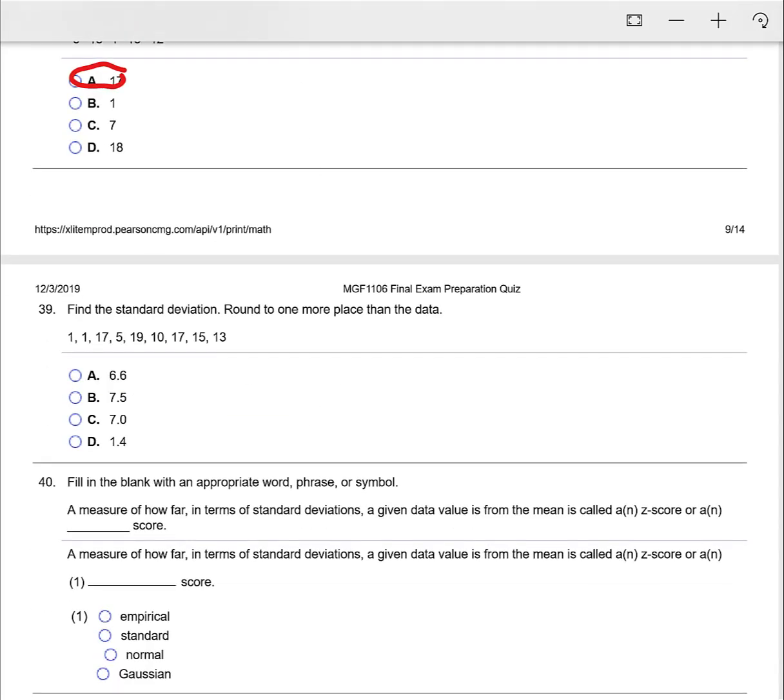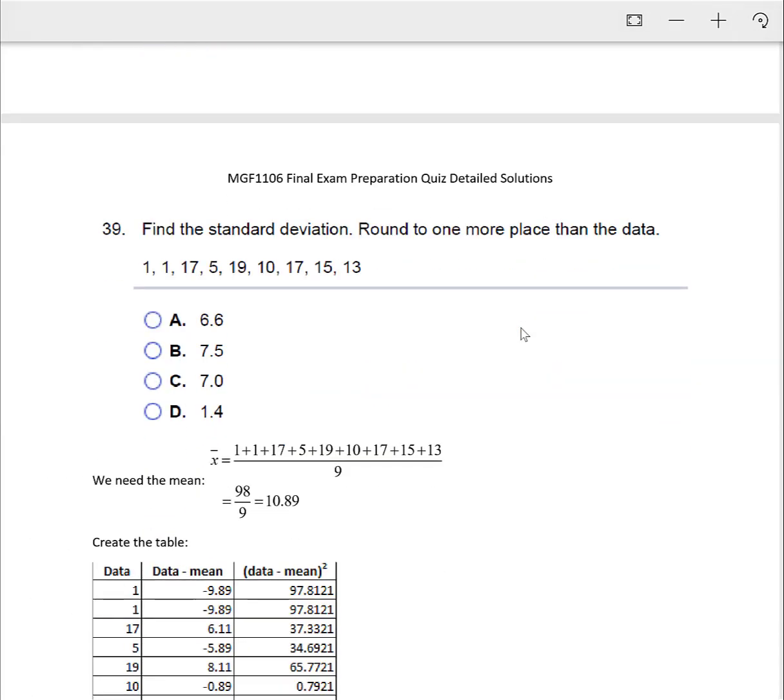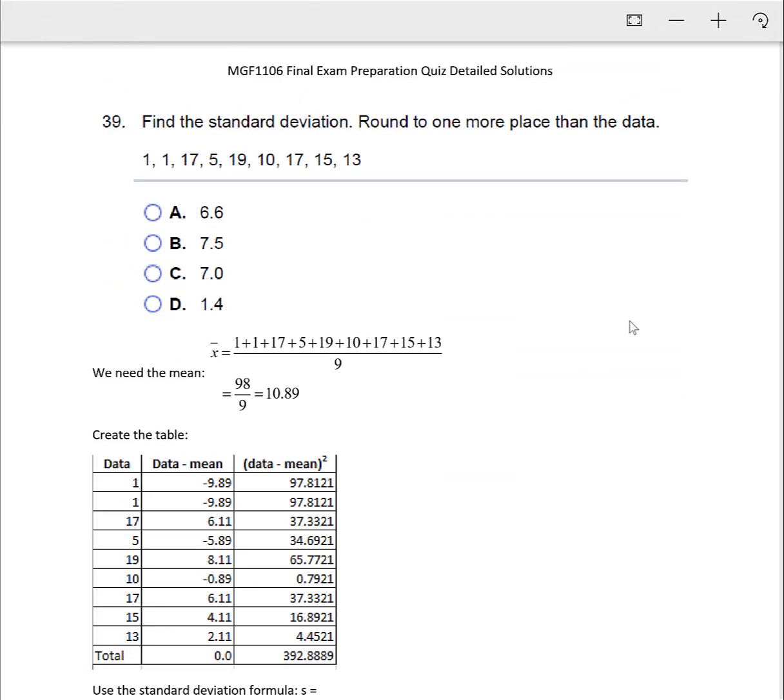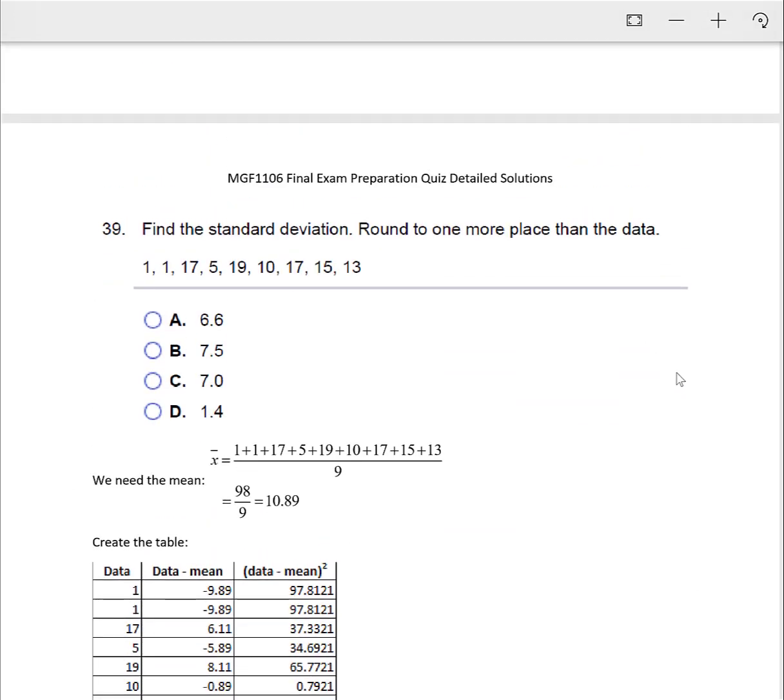Find the standard deviation. I've got a detailed solution for this one. First thing you need is the mean in order to do the standard deviation. And the mean here, I add up the data values. There are 9, and divide by the number of data values, and I get 10.89.